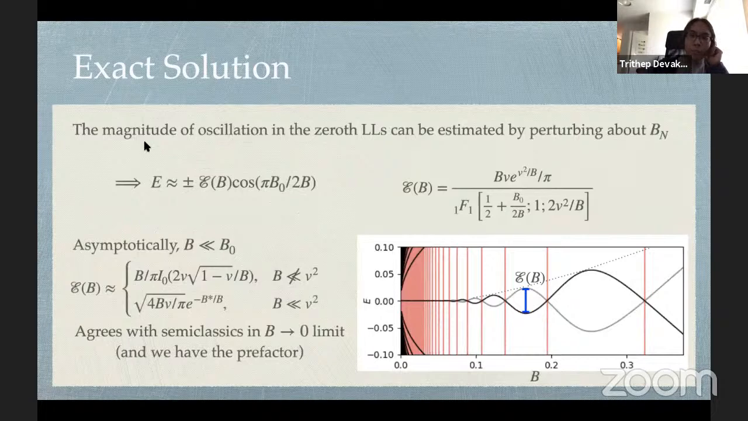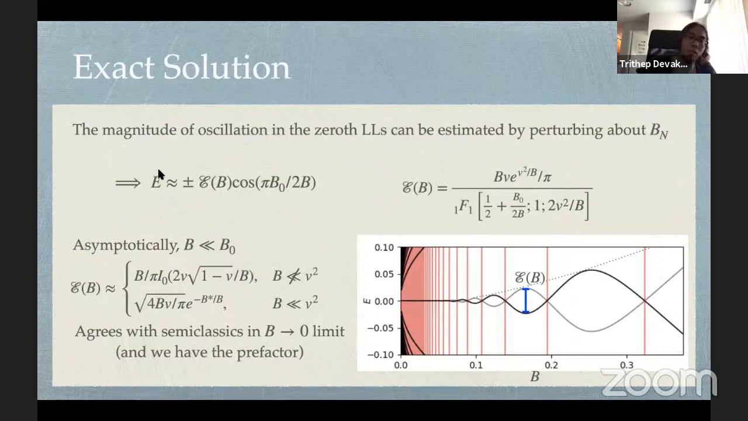From the exact solution, we can also learn about the oscillation magnitude. So we can sit at a magic field and we can perturb slightly about it to estimate the slope, and we can estimate the magnitude of the oscillations from that. So E takes on this form.